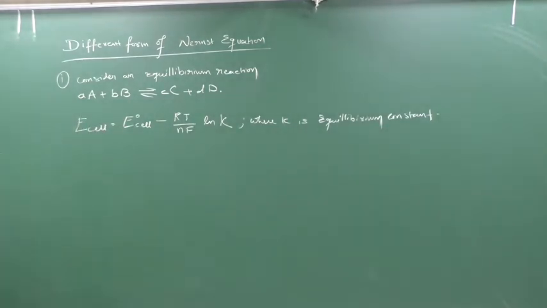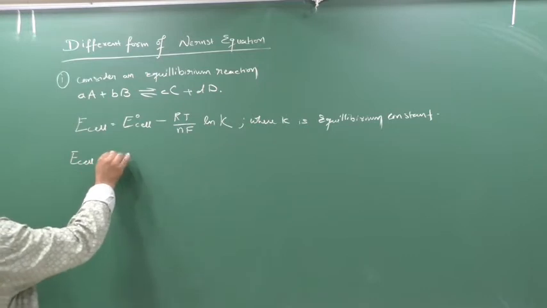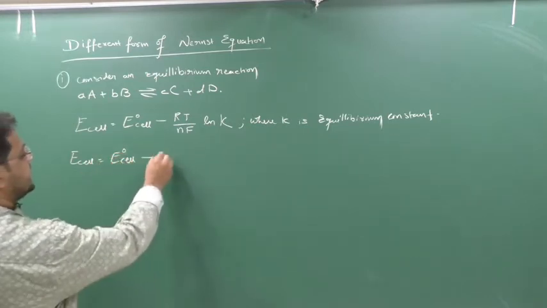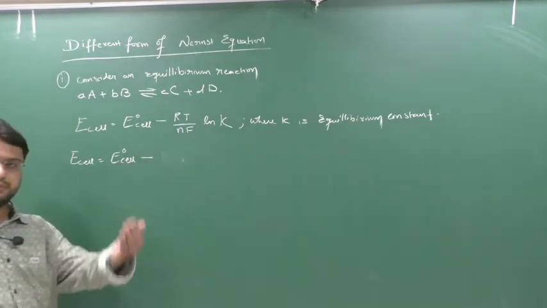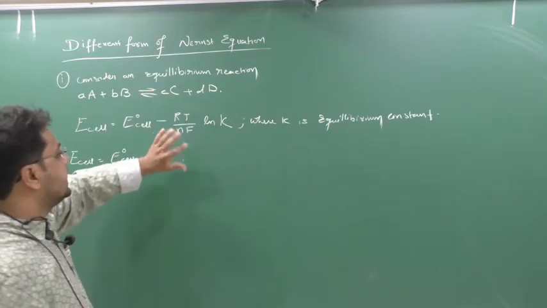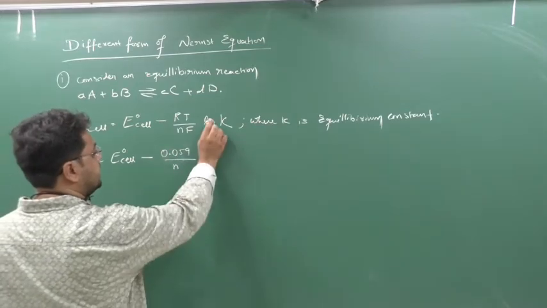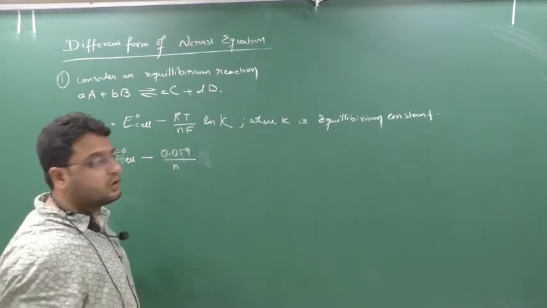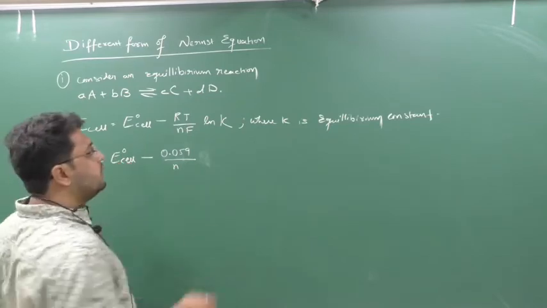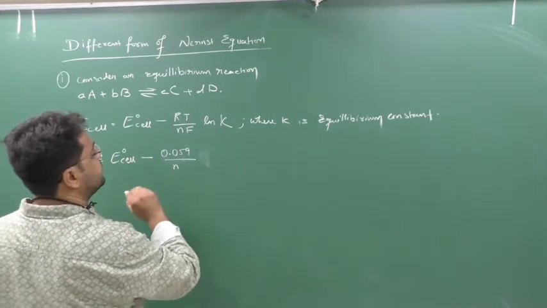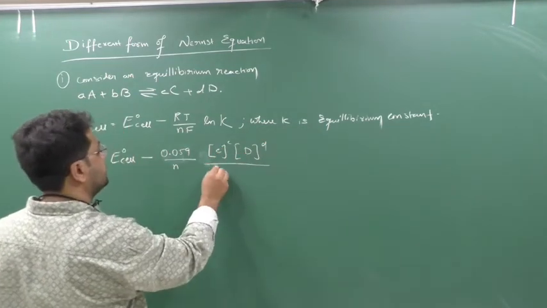Clear? I can further improve this equation: E cell equals E naught cell minus, R means 8.314, and T, all these values I have discussed in my last video. So I put the values of R, T and F, and got 0.059 upon n, by converting ln to 2.303 log to the base 10. This K is nothing but the equilibrium constant, the concentration of products upon the concentration of reactants.